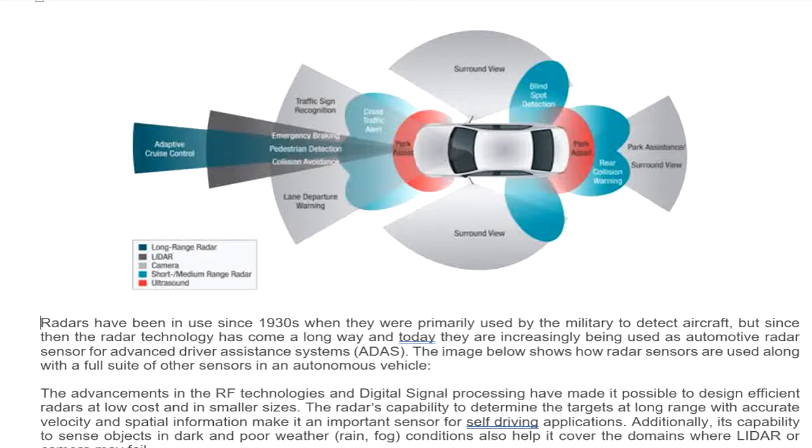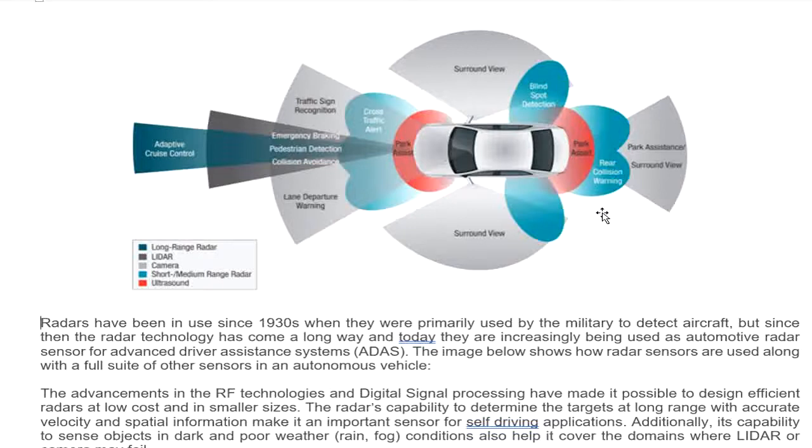So look at the image right here. You can see in the car right now they use a lot of sensors. And radar is used for adaptive cruise control, or for cross traffic alert, or blind spot detection, or rear collision warning. Right?